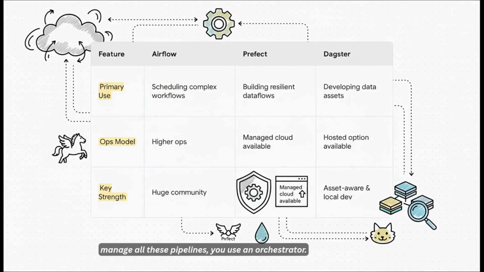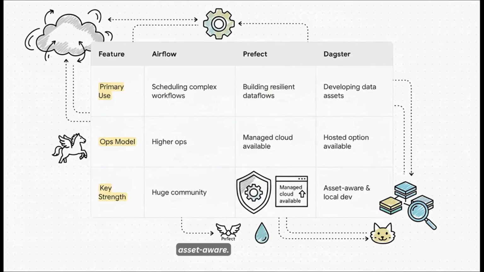So how do you manage all these pipelines? You use an orchestrator. Here are the big three. Think of Airflow as the seasoned veteran. It has a massive community and tons of integrations. Prefect is more like the sleek, modern newcomer, with a beautiful UI and a big focus on reliability. And then there's Dagster, which is a developer's dream because it's asset-aware. It actually understands the data your pipeline is creating, which makes testing way easier.